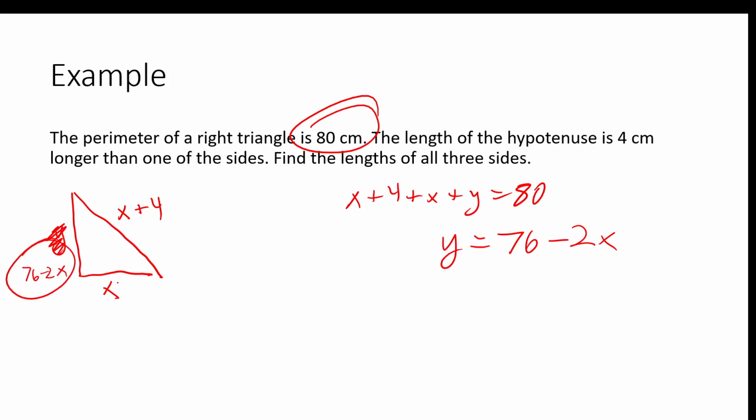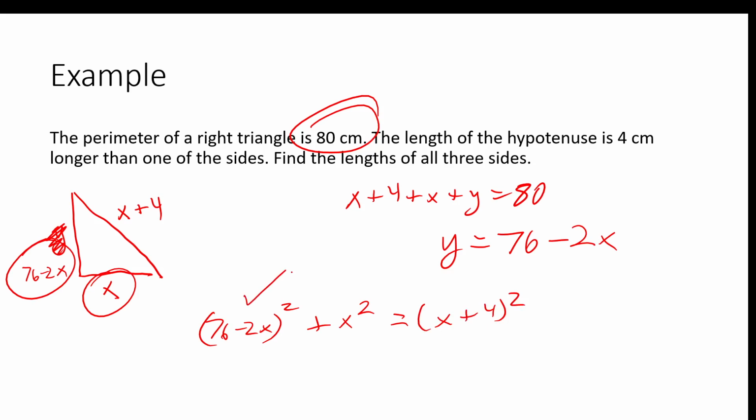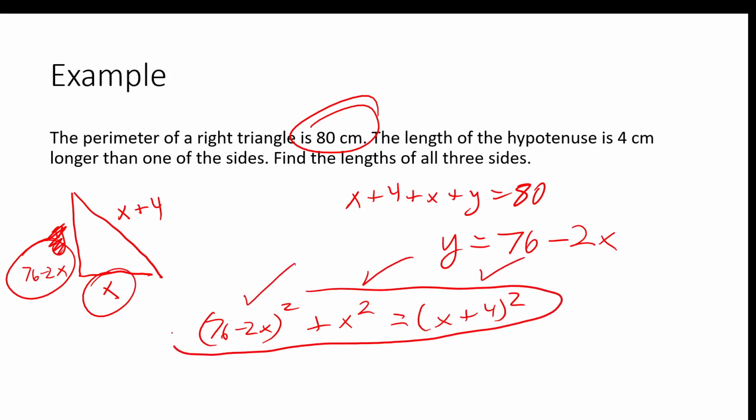Now we can use the Pythagorean theorem. We know that 76 minus 2x, quantity squared, plus x squared will equal x plus 4 squared. This is just an example like in grade 8 of a squared plus b squared equals c squared. And now we've got a quadratic equation in terms of x that we can solve using either factoring or the quadratic formula. So let's see how this will work as we play it all out.